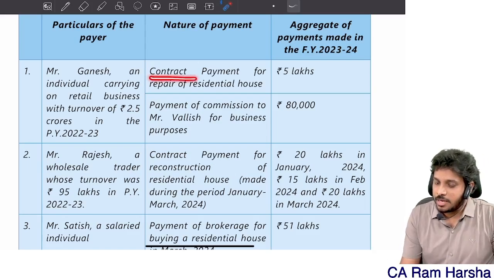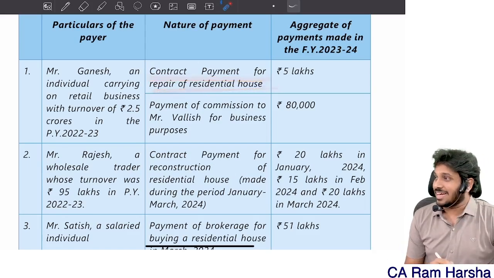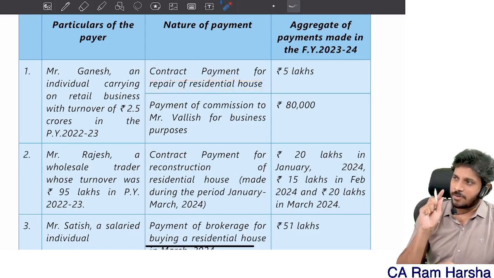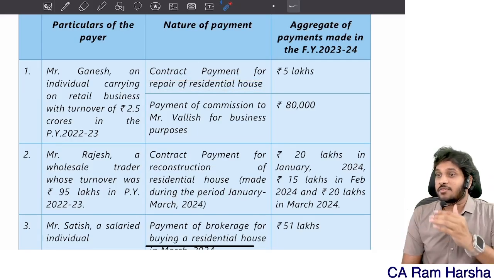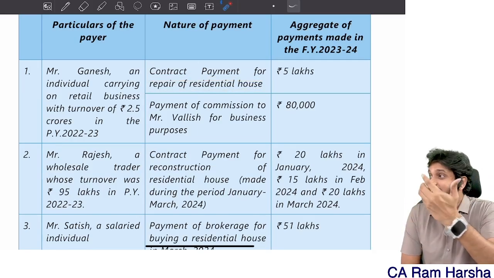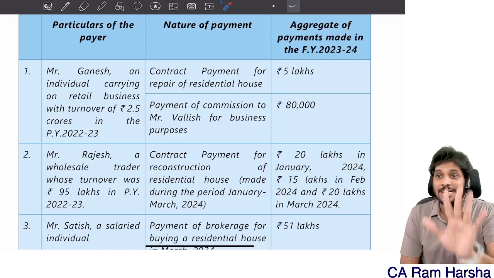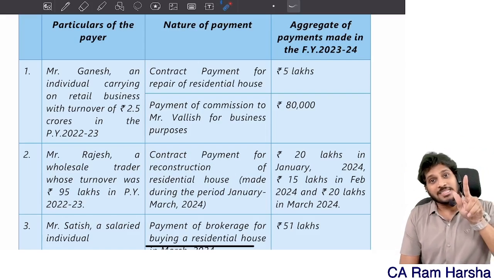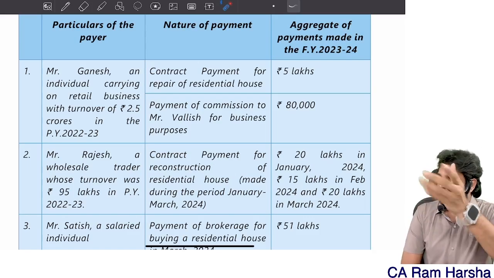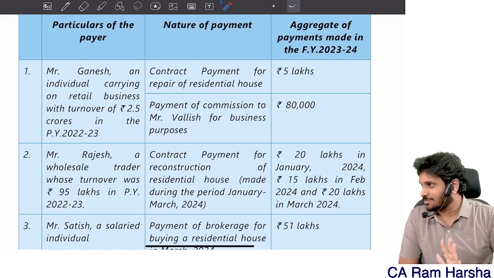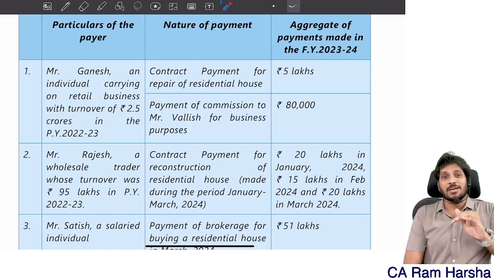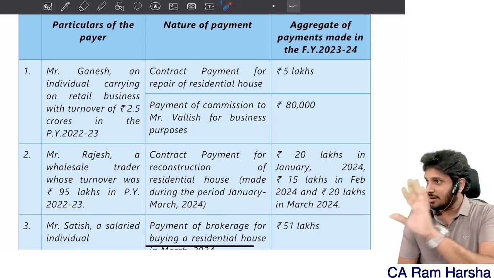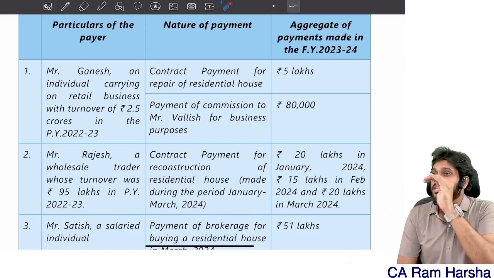Now here we are paying contract payment for residential. Actually 194J, 194C, both these sections will not apply if at all payment is for residential purpose, personal purpose, not related to business. Whereas 194M is applicable whether it is personal or professional, doesn't matter. But 194M is applicable when the amount is crossing 50 lakh.